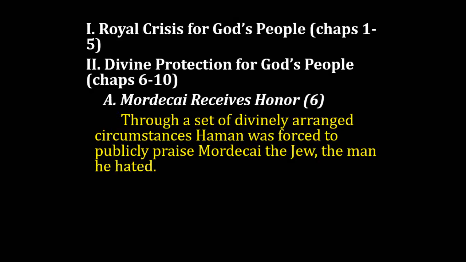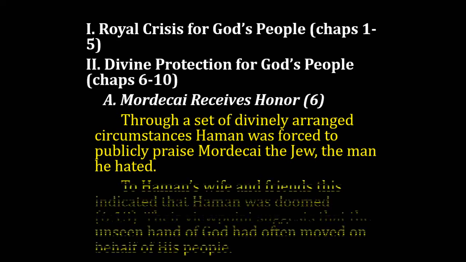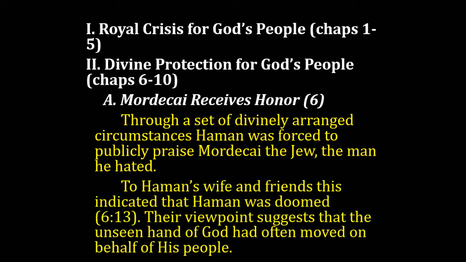This is where the king plans to honor Mordecai. He's going to receive honor in chapter 6. Through divinely arranged circumstances, Haman was forced to publicly praise Mordecai the Jew, the man he hated. To Haman's wife and friends, this indicated that Haman was doomed. And their viewpoint suggests that the unseen hand of God had often moved on behalf of his people.